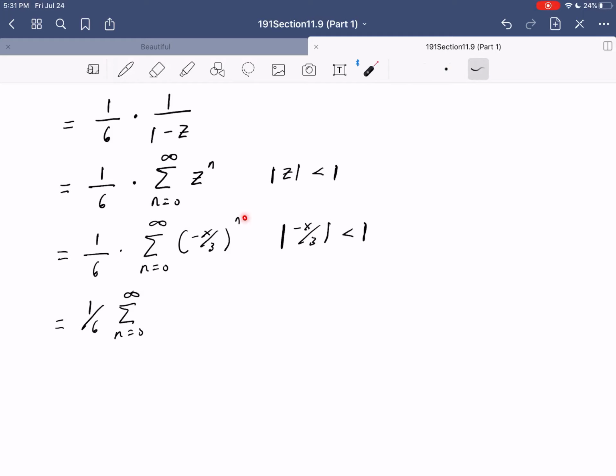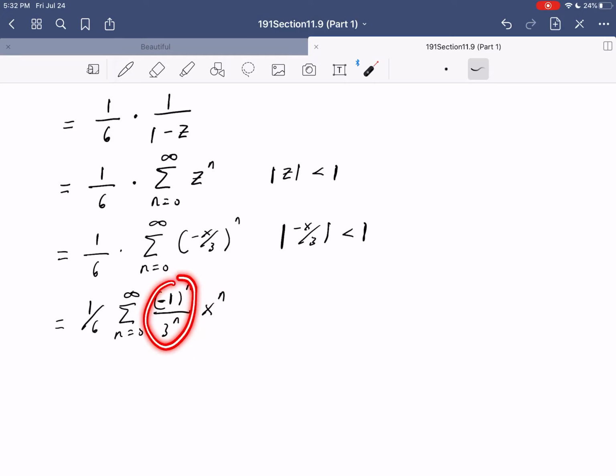Let's distribute this n to each piece. Keep in mind that when it goes on that negative, it'll form an alternating piece. So we can imagine this as (-1)^n over 3^n times x^n. And notice that that resembles a normal power series, right? There's the a sub n, and there's our x^n.